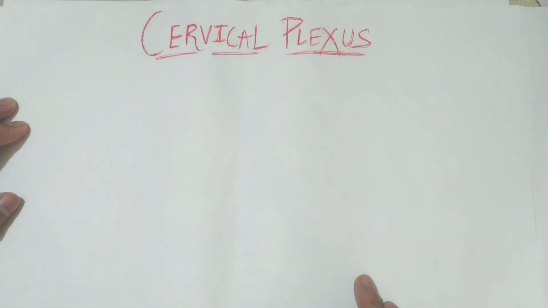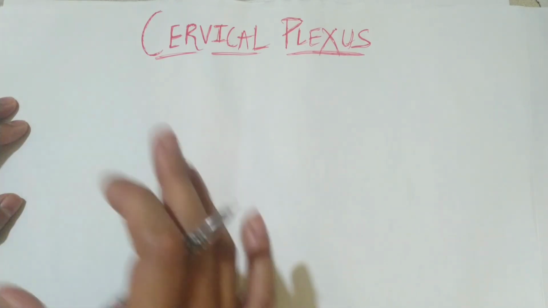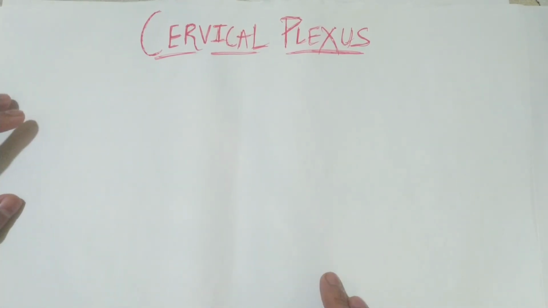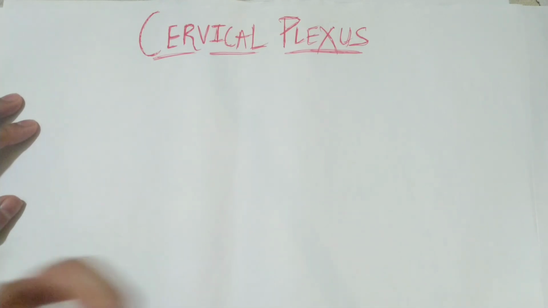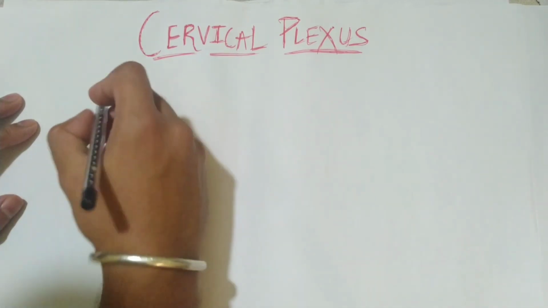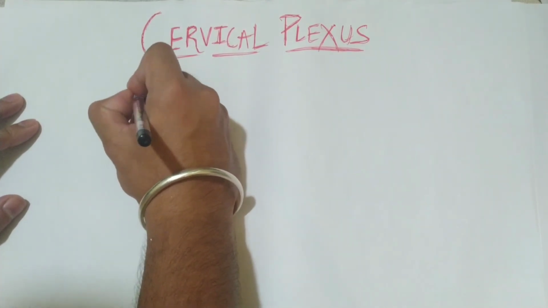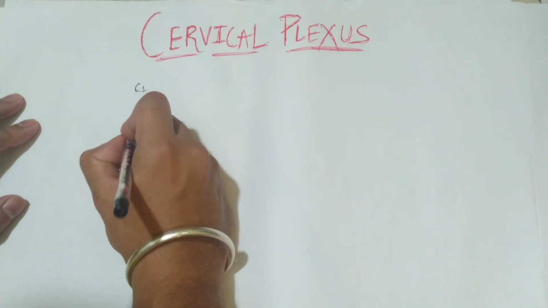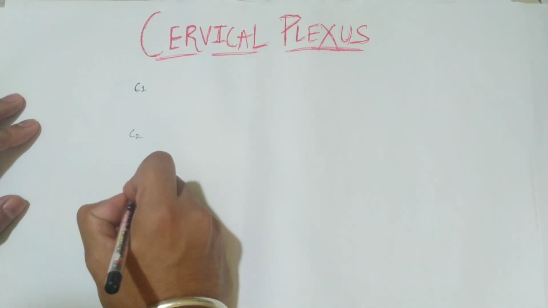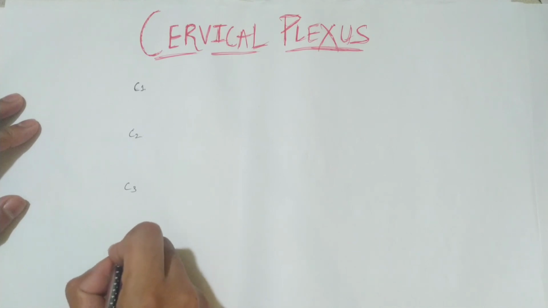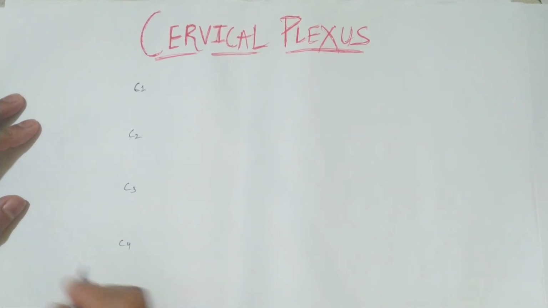The cervical plexus is formed at the level of C1 to C4 of the cervical segment, but some fibers from C5 are also included in this plexus. So if anybody asks, the correct answer is C1 to C4 segment, but some branches join from the C5 root also. Let's start with the scheme of our cervical plexus: C1, C2, C3, C4 and C5.